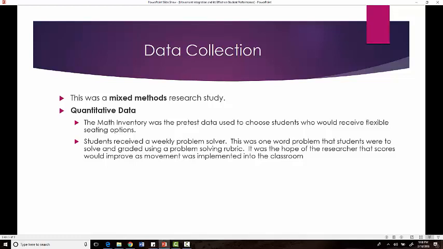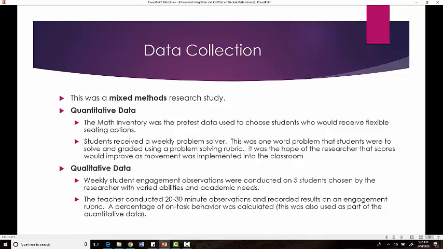Students received a weekly problem solver, which was one word problem that students were to solve, and it was graded using a problem solving rubric. We practiced it a bunch without being graded, just practicing the process. I then took a baseline and used that as their starting score. In the following weeks they did it on their own, and those were the scores I took after movement was integrated into the math classroom.